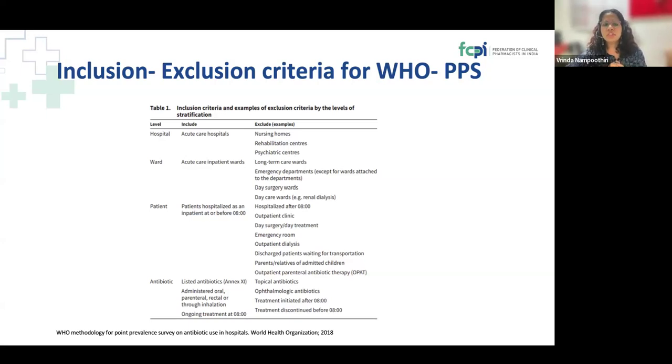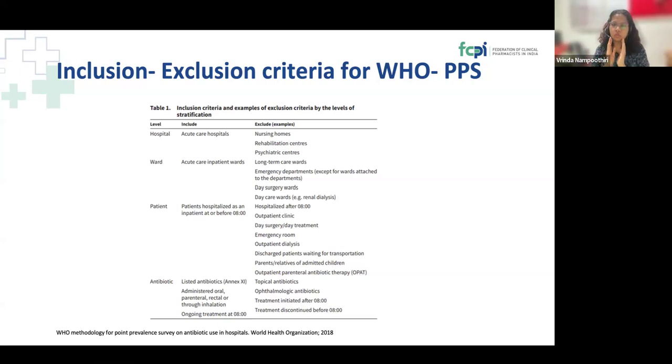At a patient level, only patients hospitalized as an inpatient at or before 8 a.m. are included for the survey. So if there is a patient who has been admitted to the same ward at, say, 9 o'clock, they won't come into the patient cohort for PPS. And patients in other settings like outpatient clinic, emergency room, and dialysis unit will also be excluded from this PPS model. Coming to antibiotics, only systemic antibiotics will be included. Topical antibiotics and ophthalmic antibiotics will be excluded.